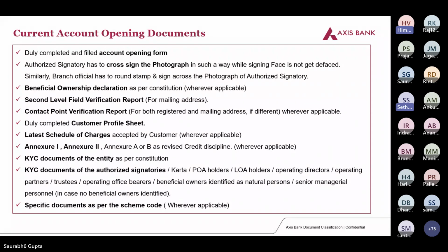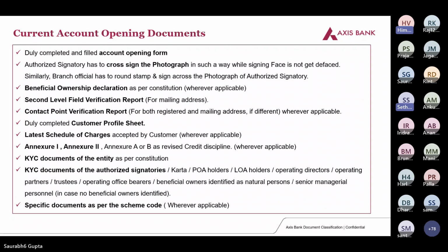So in case of a partnership, it is 15% or more of the capital, and in case of a company, it's 25% or more. For a current account opening, there are 2 levels of verification done as a process. There is something called a contact point verification, which is a first level field verification done by the sales resource itself, who visits the customer premises and verifies the details provided by the customer with regard to their line of activity, turnover, etc. He verifies their registered as well as mailing address, which we refer to as contact point verification or first level field verification.